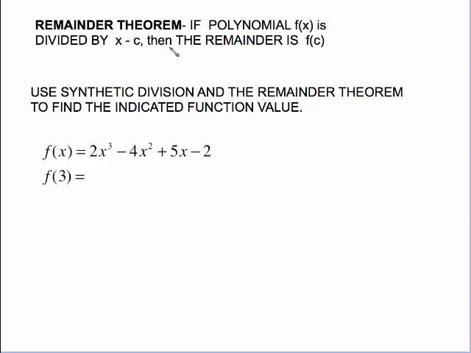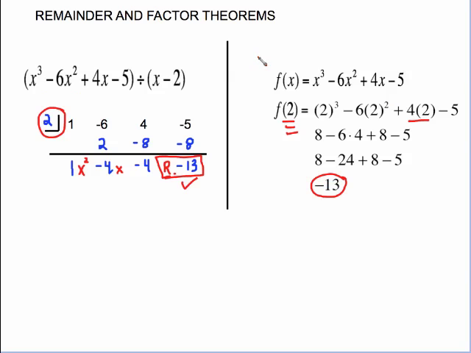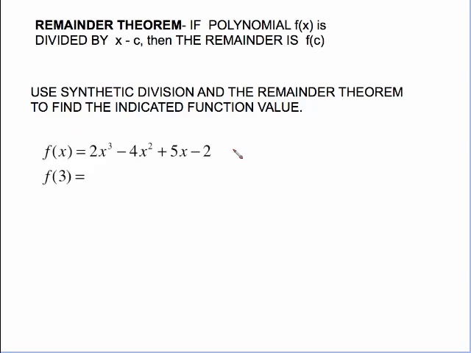So what the remainder theorem says is if polynomial f of x is divided by x minus c, then the remainder is f of c. Now that sounds confusing, but that's exactly what we did back here. Our polynomial was divided by x minus c, so in this case 2 was our c. There was our remainder. When we did f of 2, we were actually doing f of c. So that's what the remainder theorem says.